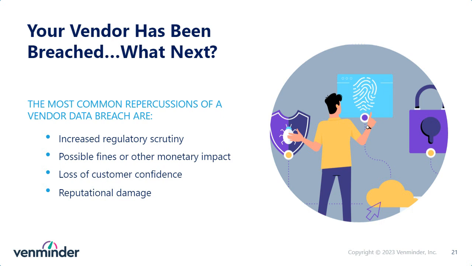Okay, so you've done all the things. You've asked all the questions. You've reviewed all the stuff, but your vendor has still been breached. So what's next? The most common repercussions of a vendor data breach really are increased regulatory scrutiny, possible fines or other monetary impact, loss of customers or customer confidence, and of course, reputational damage. Worst case scenarios that can be hugely business impacting. So you need to be prepared for these things. And let's take a look at that a little bit more in depth.